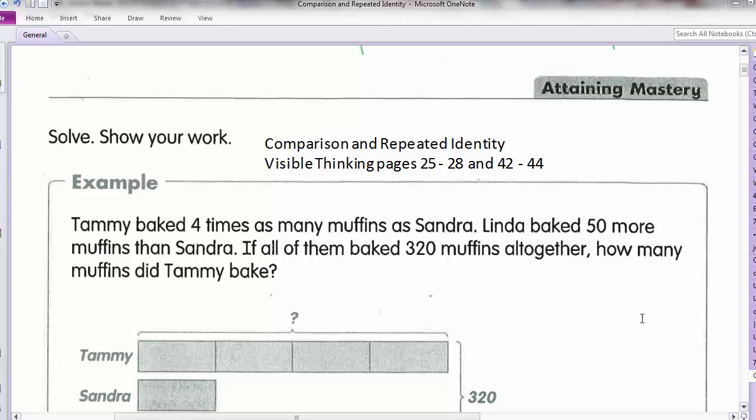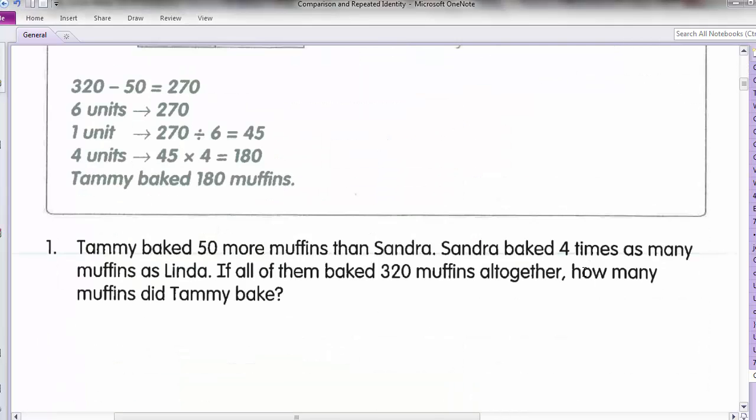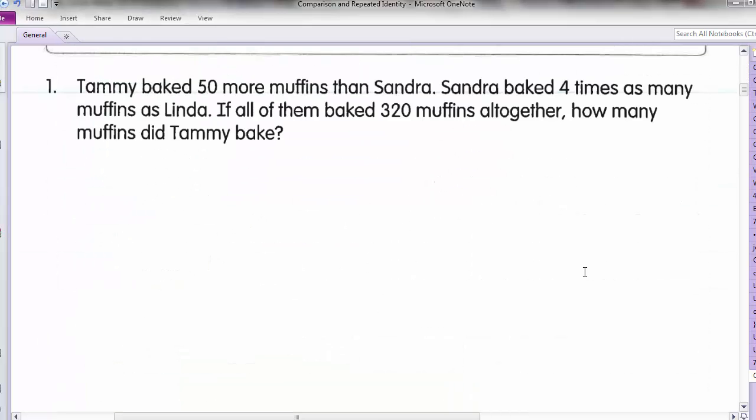Hi everyone, we are doing comparison and repeated identity word problems. This is for visible thinking, pages 25 to 28 and 42 to 44. Right, let's look at question 1.